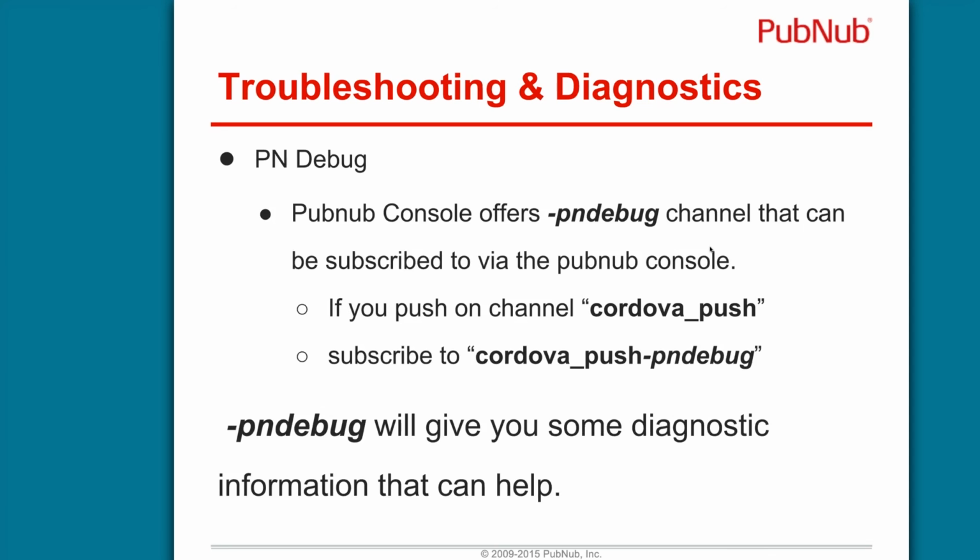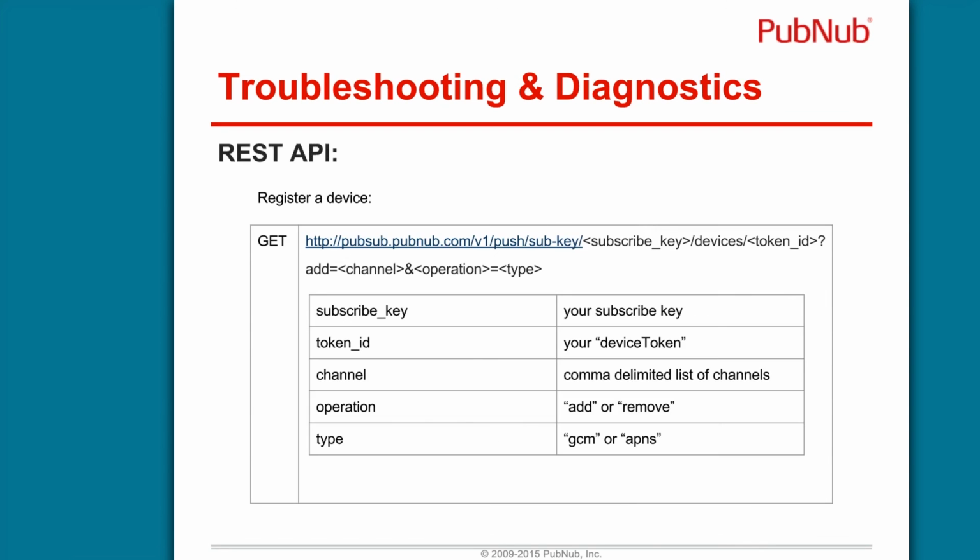So between -p and debug, when you publish a push, you want to subscribe to the -p and debug channel. You'll get some diagnostic output. And then if you don't get enough diagnostic output to resolve your problem at that point, then you probably want to use the REST API, and that will give you additional information. And then, as always, there's support at pubnub.com that you can send a ticket in, and we'd love to help you. We can go through and pull push logs and show you what's going on.